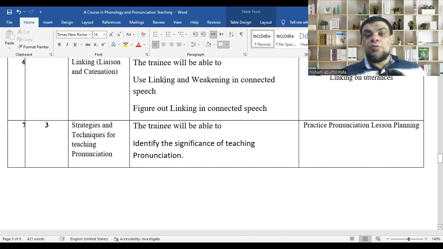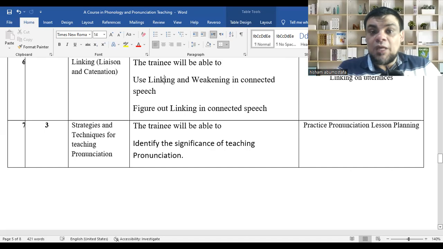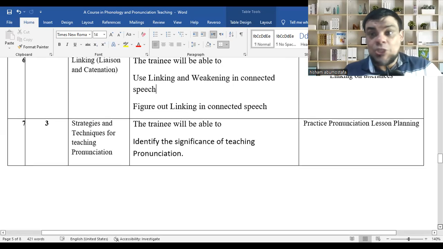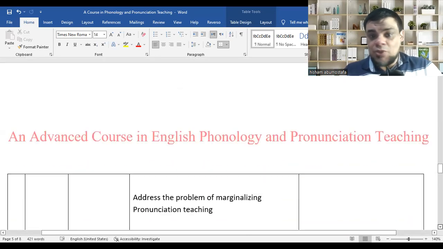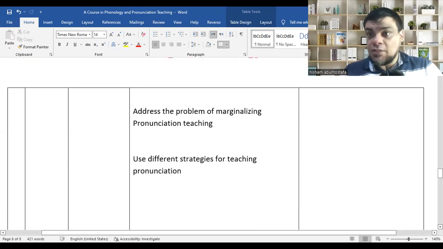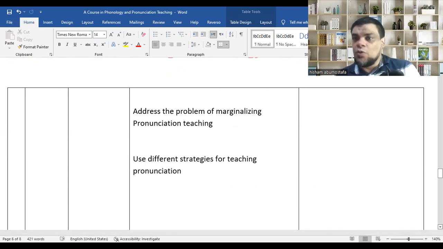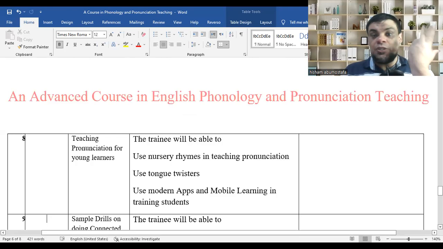The trainees will be able to identify the significance of teaching pronunciation, because of course, teaching pronunciation is very important for the students. Yes, it's marginalized at school. Pronunciation is not given its due significance because of exams and grammar. So we should address the problem of marginalizing pronunciation teaching. We should use different strategies, techniques, applications, and lesson plans for teaching pronunciation.